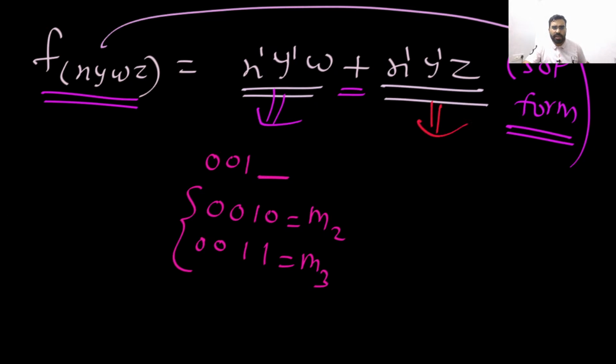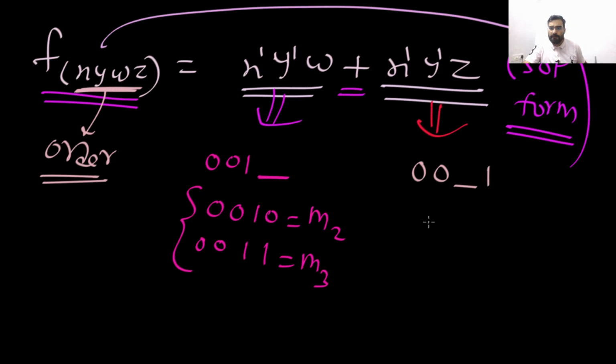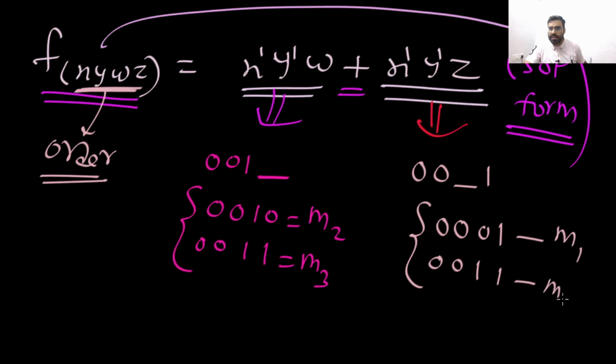And from here you will get x bar means 0, y bar means 0. This w is missing. Please remember, this is the order, so you should take care of the order: x, y, z, w. So here w is missing and z is 1. So here two minterms you will get: 0, 0, 0, 1 and 0, 0, 1, 1. So this is your minterm 1 and this is your minterm 3.